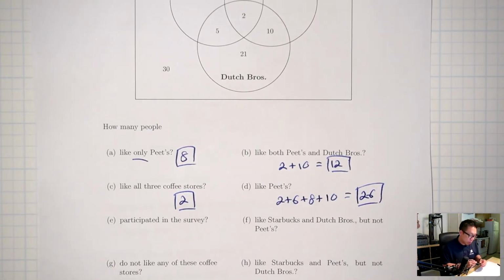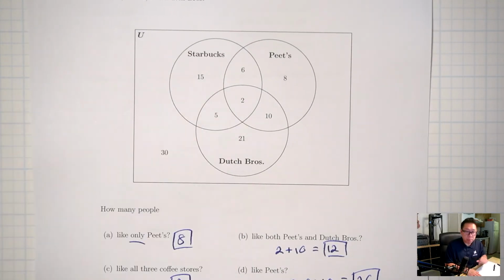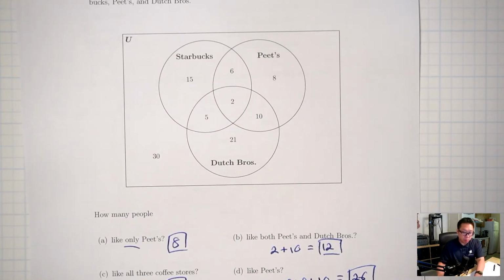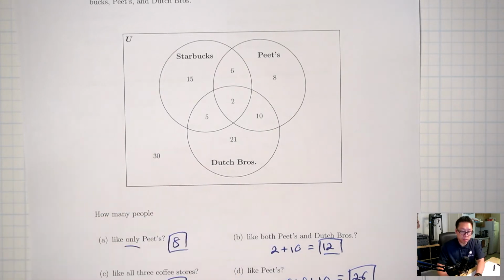Part E, how many people participated in the survey? So that's how many people total. Add up all of the numbers. So 15 plus 6 plus 8 plus 5 plus 2 plus 10 plus 21 plus 30 is 97.